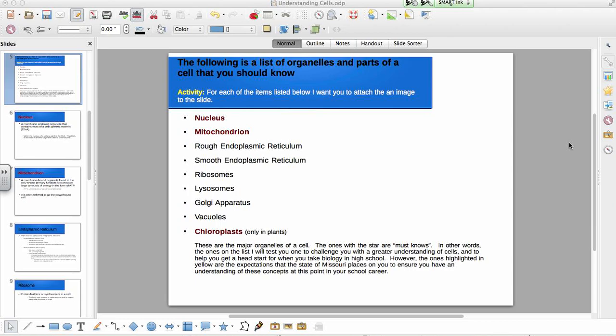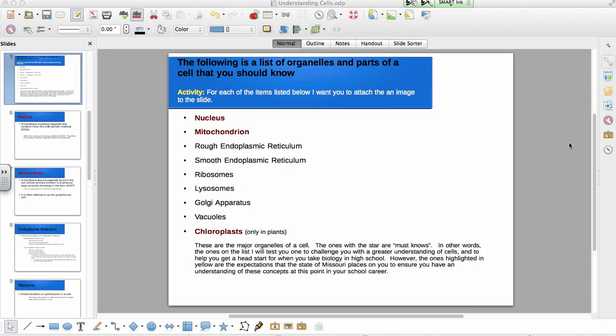So basically what you're going to need to do is download this presentation. You're going to have Libre Office to do that. I want you to download these slides, and once you have them downloaded, you'll be able to do some editing. As we get ready to go through the slides, I've got the name of the organelle and the function of the organelle listed.